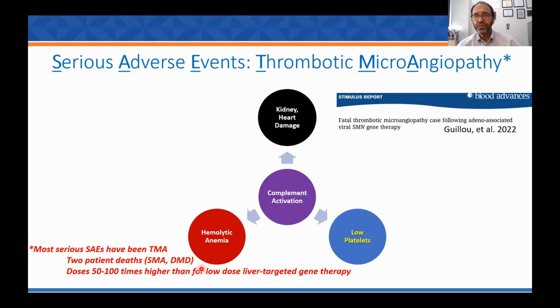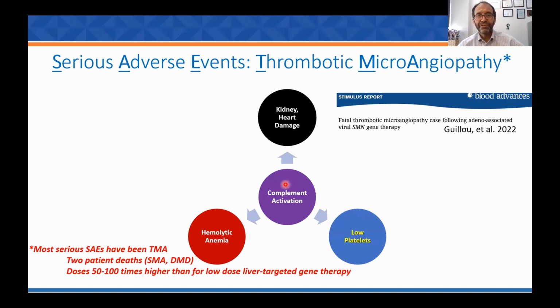So more about the most serious SAEs from AAV gene therapy. And they involved typically almost entirely what's termed TMA, for thrombotic microangiopathy. This involves activation of complement, which is a special arm of the immune system. It usually responds very quickly to, say, a bacterial infection where there are antibodies against the bacteria and the complement is activated. But this can happen in response to a drug. And there's strong evidence saying this happens in response to very high doses of AAV vectors.